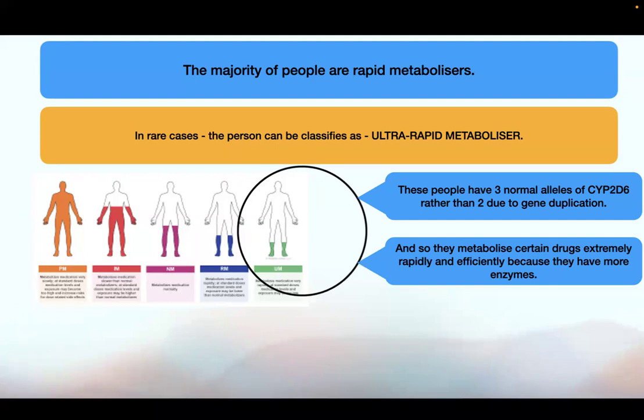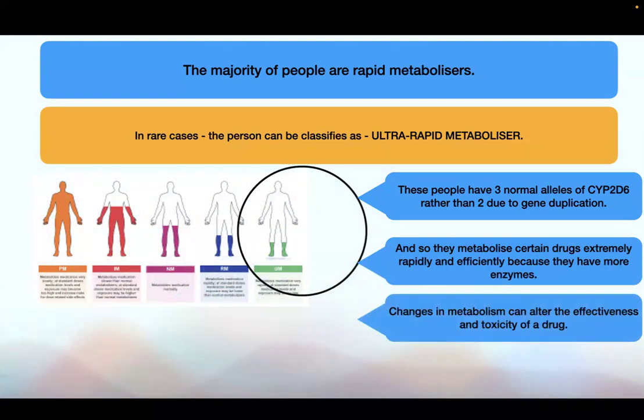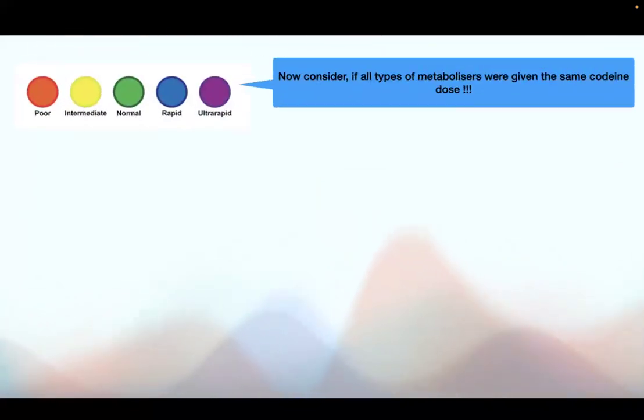So they metabolize certain drugs extremely rapidly and efficiently because they have more enzymes in the body because of three normal alleles. Now, changes in the metabolism can alter the effectiveness of the drug. Toxicity of the drug can happen. Simple to understand. Again, this picture shows poor, intermediate, normal, rapid, ultra rapid. Sometimes you will have this classification also.